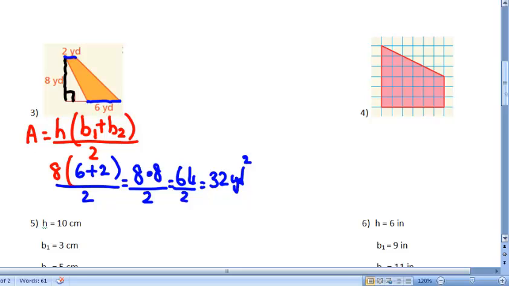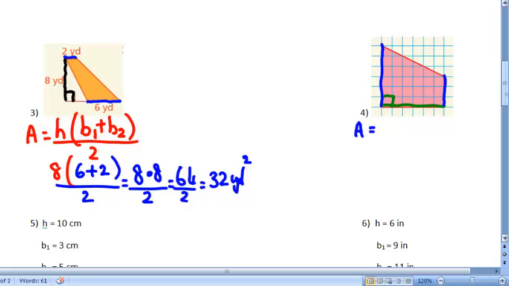Let's come to number 4. This is a little bit tricky in the sense that I have to figure out my bases. This is the height going down, that will make the 90-degree angle, and these two make my bases. Those two are my bases, or the bases of this trapezoid.